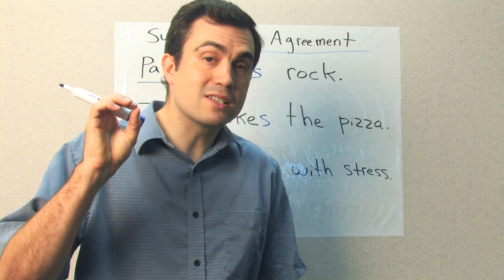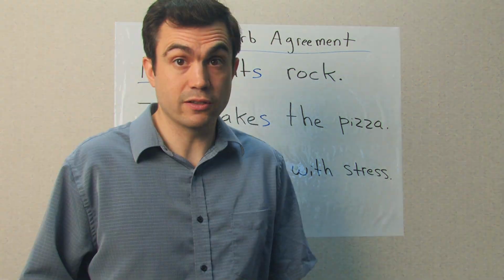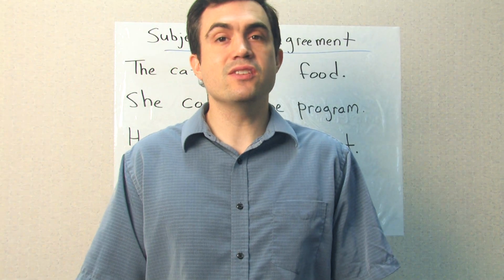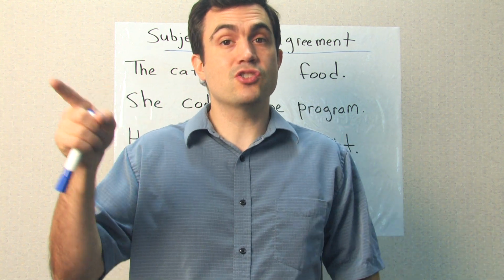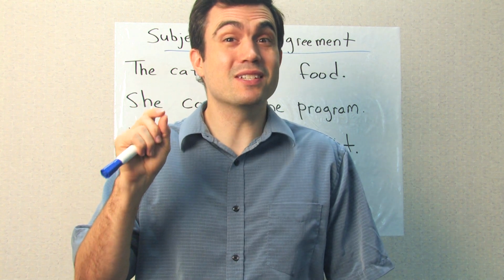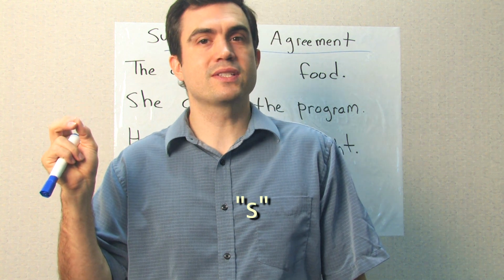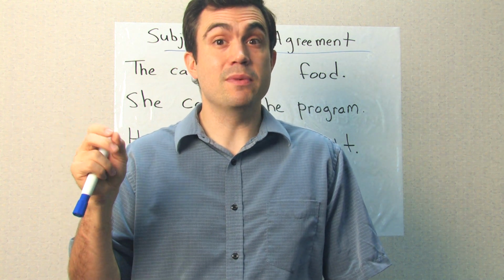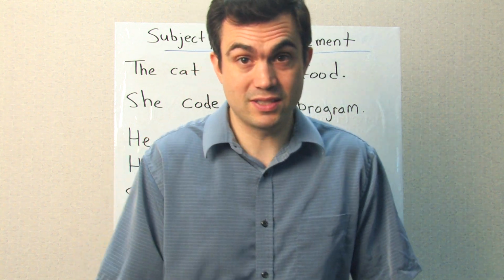Now let's look at some examples that use ES in the third person singular. Okay, let's continue with singular subject, singular verb, just adding s. But in these examples, the pronunciation is different. Last time it was s, voiceless s. This time it's z, z sound, which is voiced.